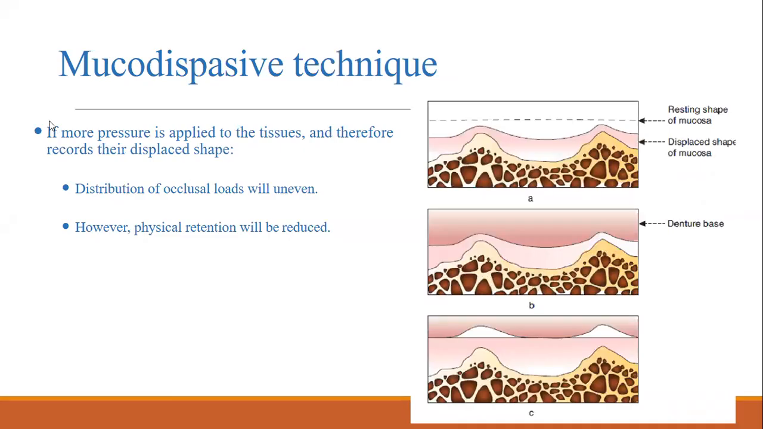While if we took a mucocompressive or a mucodisplacive technique, if more pressure is applied to the tissues and therefore record their displaced shape, distribution of the occlusal load will be even. يعني occlusal loads لما يصير لهم distribution رح يتوزعوا بالتساوي على كل مناطق الارش. However, physical retention will be reduced.